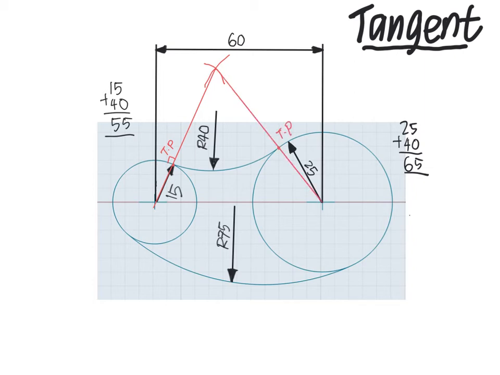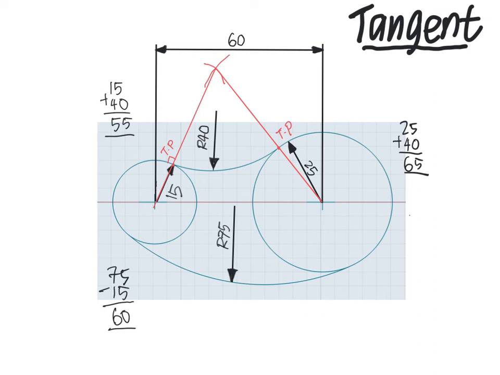Next for the outer arc here, same method, but this time the circle is inside the arc. So we need to exclude this radius. How do we do it? We have to take 75 and deduct the radius inside. 75 minus 15, we get 60. So open up the compass with 60 mm.